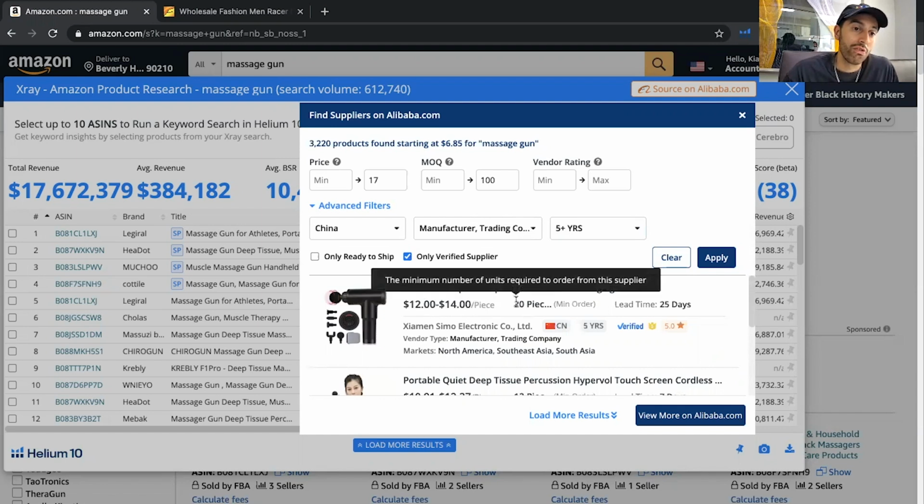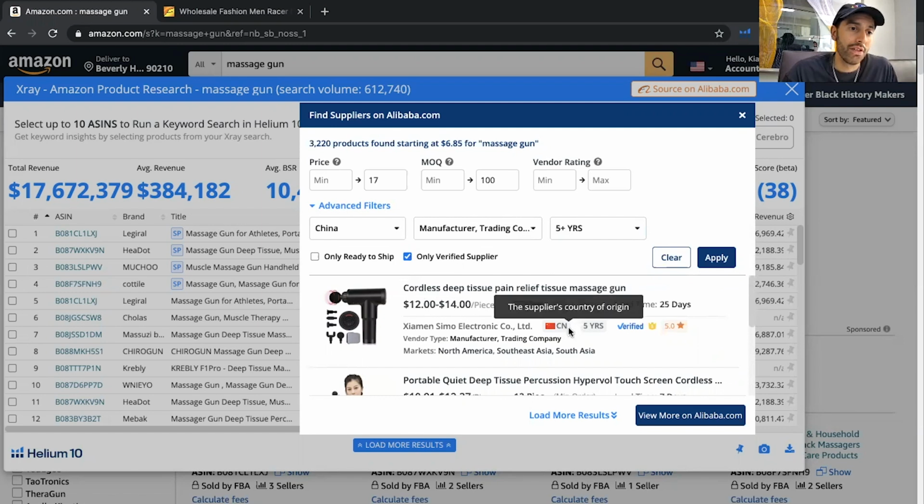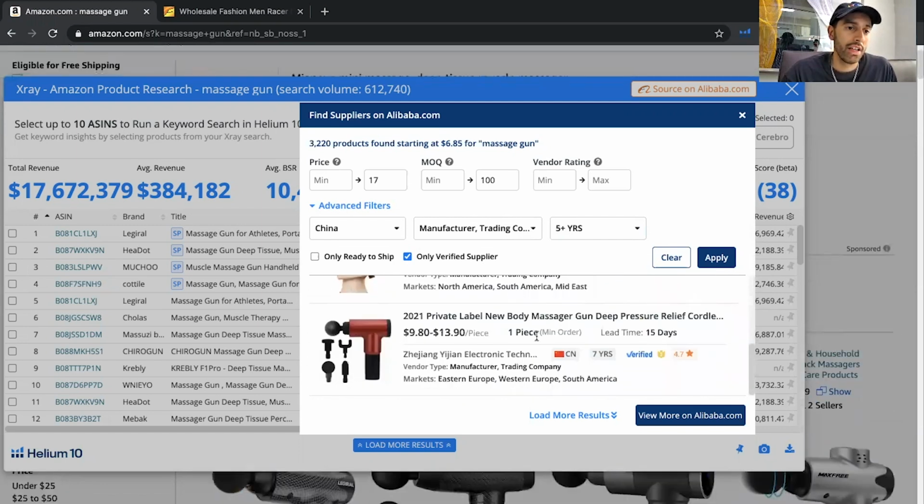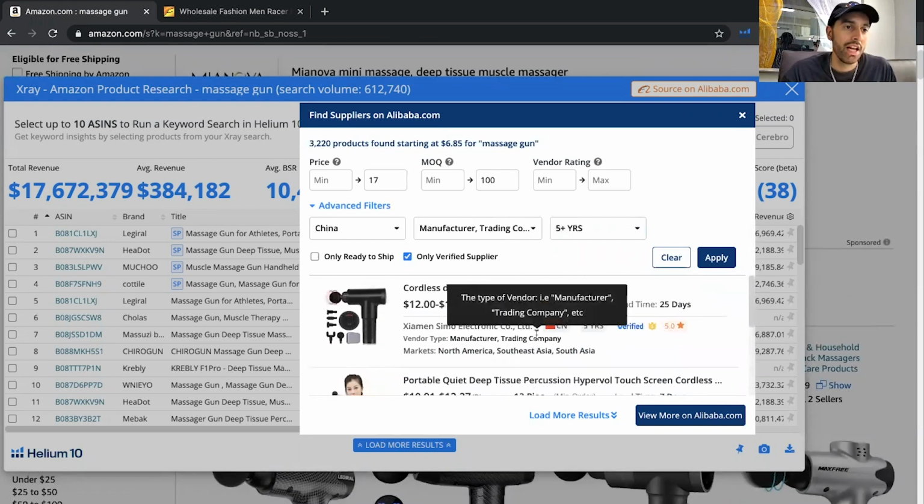12 to $14, 20 pieces. It's quite good. They got a 5-star rating, trade assurance, verified, 5 years, main markets, North America. So these guys, the first result, good factory, right? And then again, we've got a few more. We don't actually have that many results because we're being very picky with our search criteria, only being happy with 100 pieces under $17, more than 5 years in business.